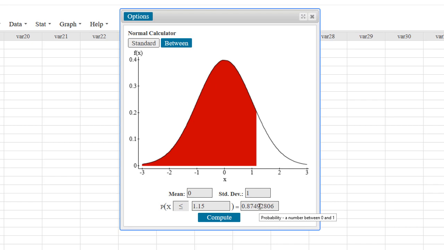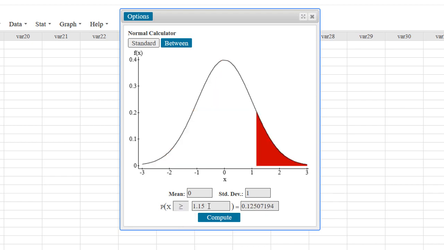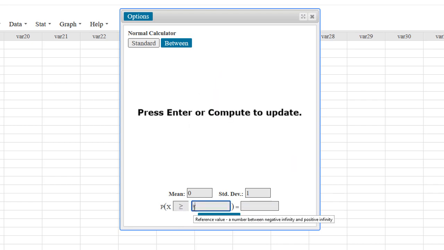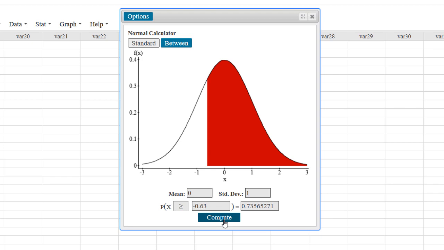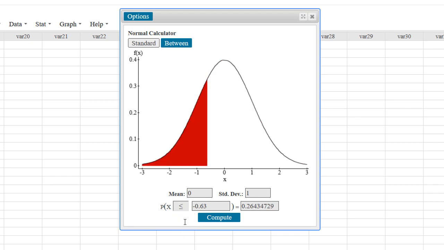For number 4, we want z greater than negative 0.63. Change this to a greater than. Type in negative 0.63. Hit Compute. And again, we get the same answer as before. To 4 decimal places, 0.7357.